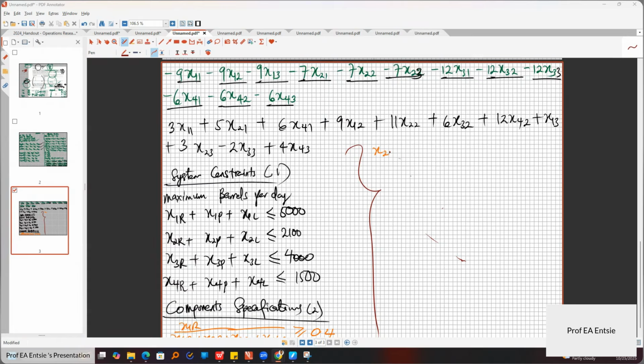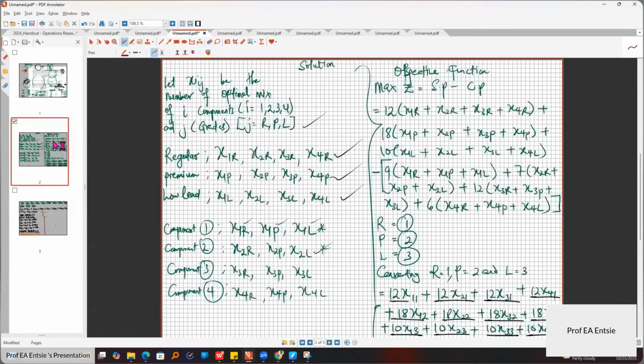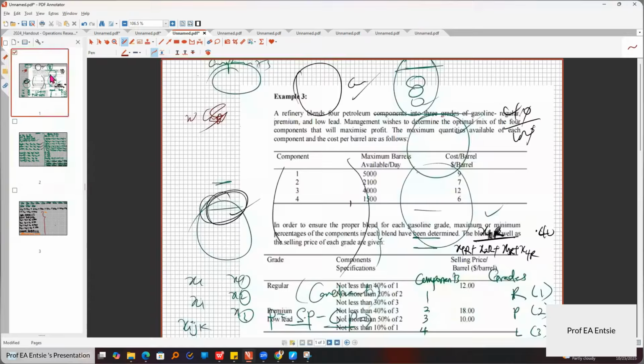All right, so continue with the system constraint for the component specs. So for component two, not more than 20%. If something is not more than 20%, it means it's less than or equal to 0.2. 20% is 0.2. So component two, regular, still regular.